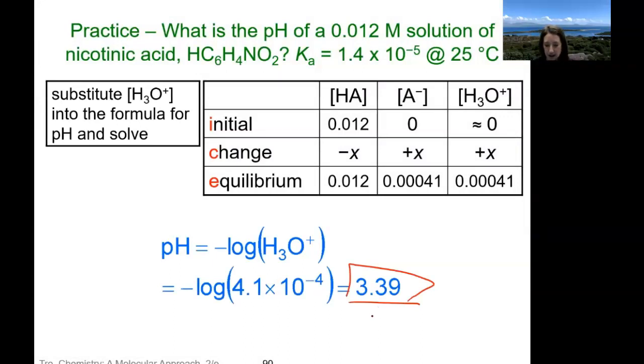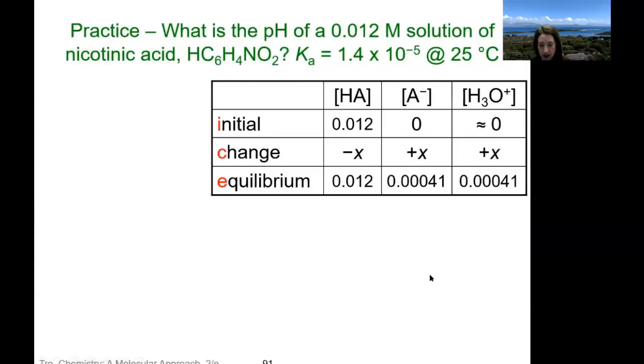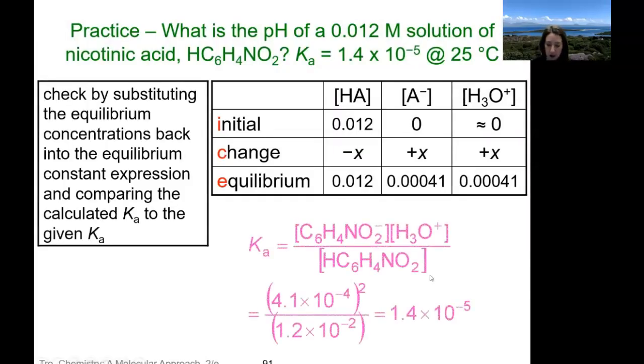I think we decided this is wrong with the sig figs, right? We need one more sig fig just because this has 3 and this only has 2, but close enough for now. So we got our pH, and then we're going to check it. Again, the reason we check it is we know our answer is correct.